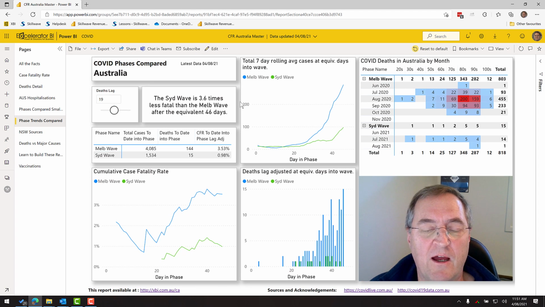There are a number of reasons that it could be. It could be because there are higher vaccination rates. Of course, there were no vaccinations last year. It could be because we're doing a better job at protecting the vulnerable. It could be because the Delta variant is less virulent. Even though it is more contagious, it is less virulent. And the reality is it's probably all of those things and possibly more things. But the important thing to know is that the Sydney wave is 3.6 times less fatal at the equivalent point than the Melbourne phase, and over time we will learn more and more about whether this trend continues and whether the gap gets further apart or not.